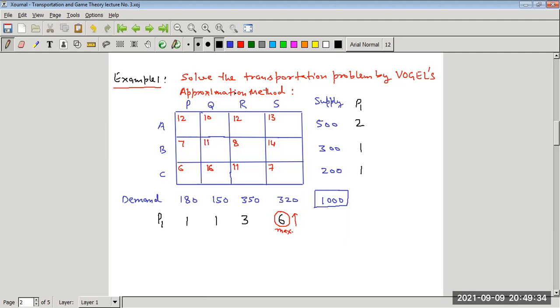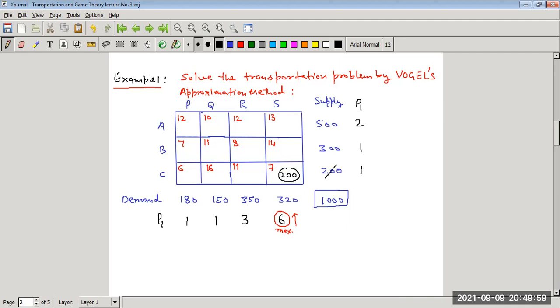So what we do, we find the minimum cost cell. This 7 is the minimum cost cell. So we try to send as many items as possible to this destination point. Supply is 200, demand is 320, so we can send 200 items.